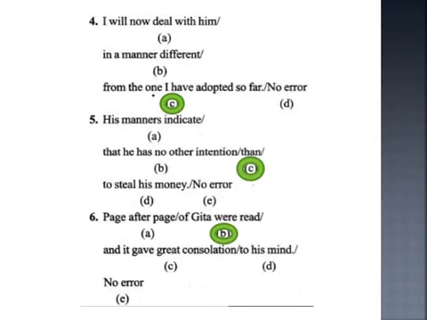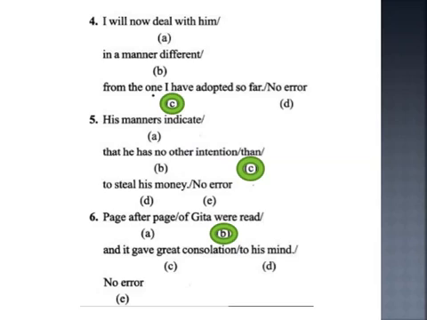Let's go to the question number 4. I will now deal with him in a manner different from the one I have adopted so far. No error. So what is the answer here? Now answer is C. I have adopted. In place of that, what should be there? I will now deal with him in a manner different from the one I have been adopting so far.